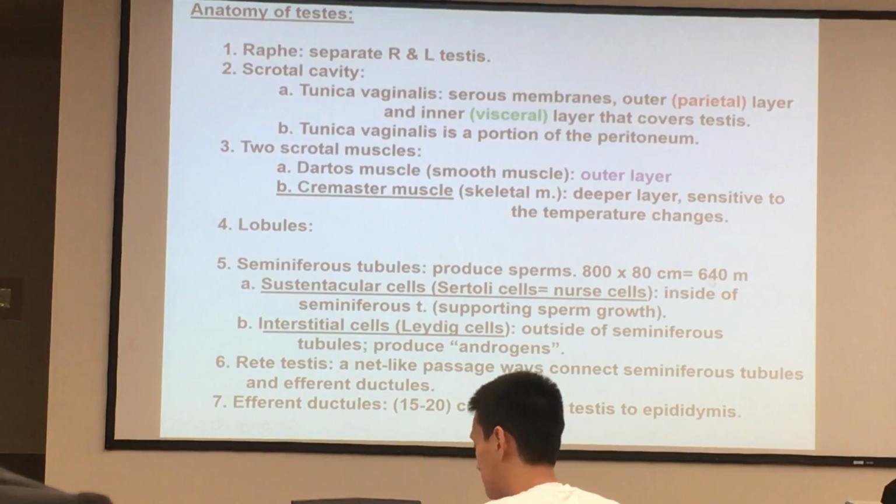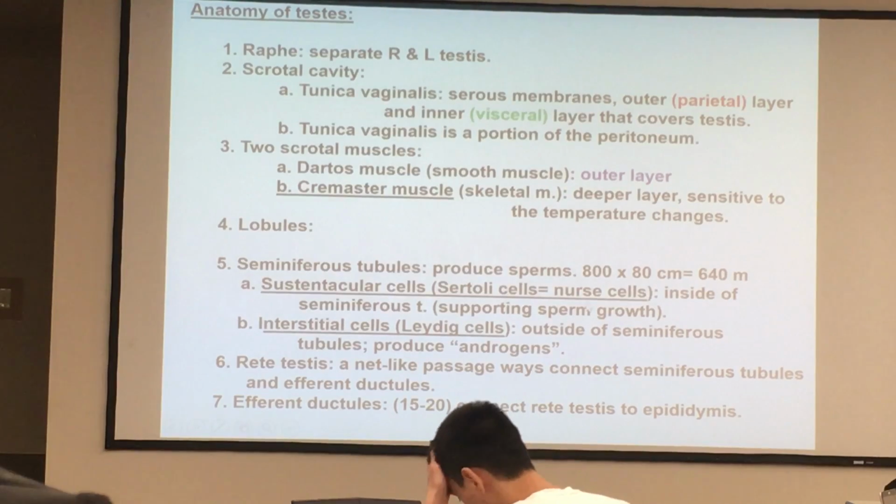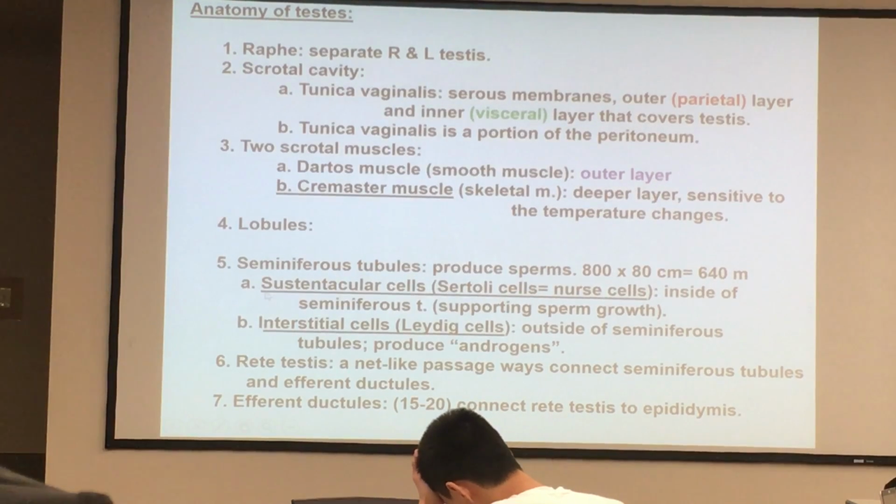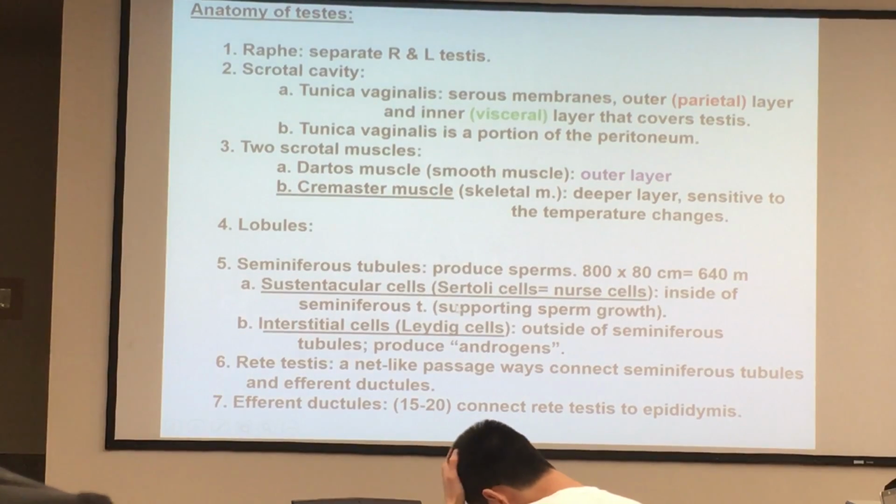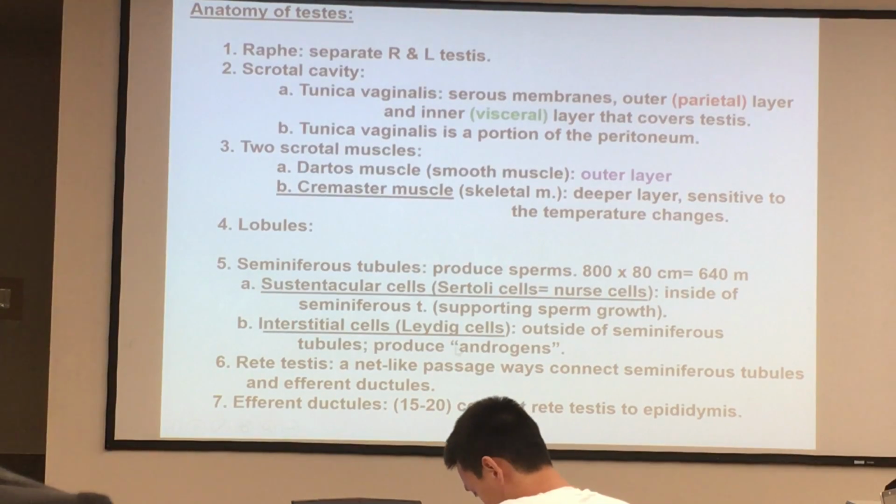Could be 640 meters, awfully straight one. And they contain sustentacular cells, what we call nerve cells, Sertoli cells. That's inside this tubule. Majorly this one helps sperm growth inside the tubule. And outside is an endocrine organ, we call interstitial cells. You know this one very well, right? Leydig cells produce androgen or testosterone.